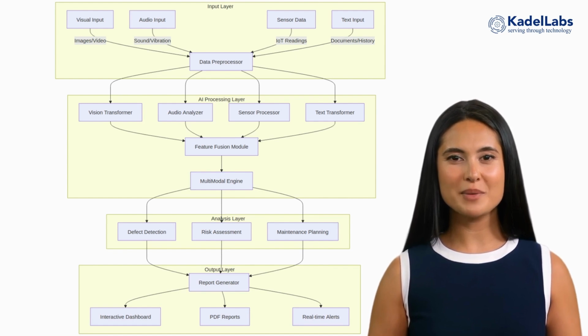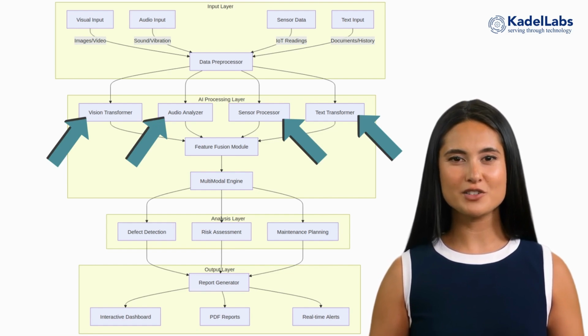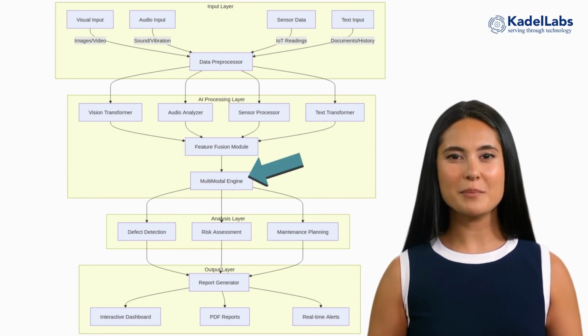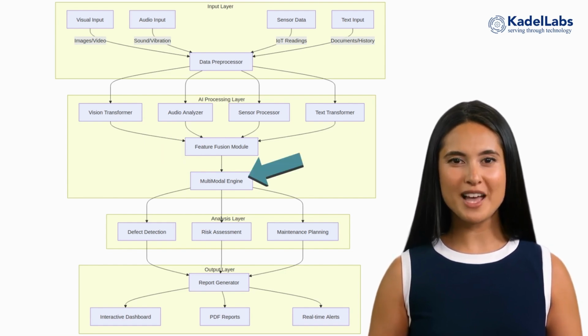Our system begins with four key inputs: visual data to capture structural defects and damages, audio inputs to detect unusual sounds from systems, IoT sensors to monitor environmental conditions, and text processors to analyze historical documentation. The AI brain processes these inputs through specialized transformers for each data type, a feature fusion module combining all insights, and an LLM multimodal engine for comprehensive analysis.